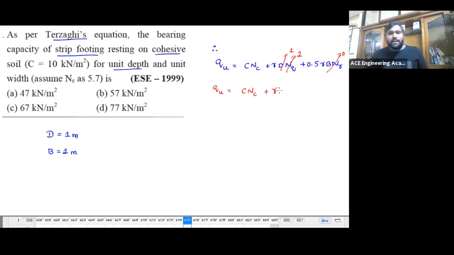Did they mention any gamma value? No, right? So you just take it as gamma into 1. The net ultimate bearing capacity is equal to cNc. Actually, the bearing capacity represents net ultimate bearing capacity only, because it is the maximum net pressure that the soil can take without any shear failure. So the answer is going to be 5.7 into 10, which is 57, as I don't have any unit weight of the soil mass.